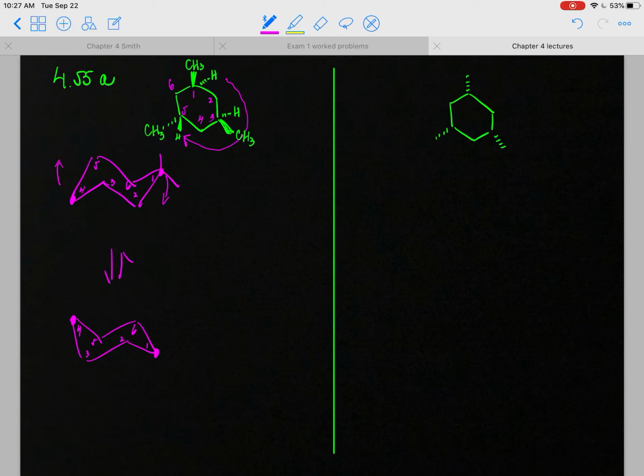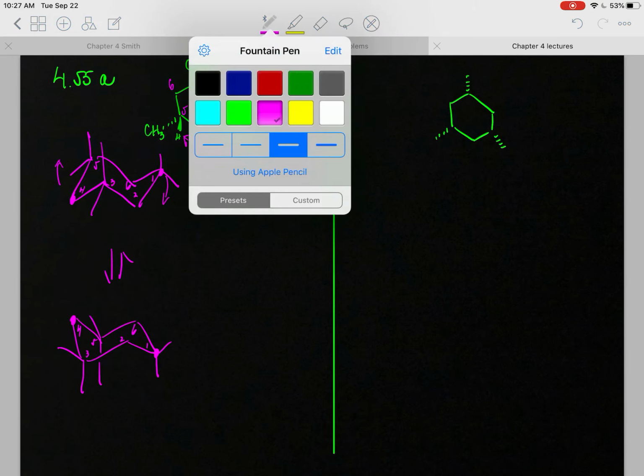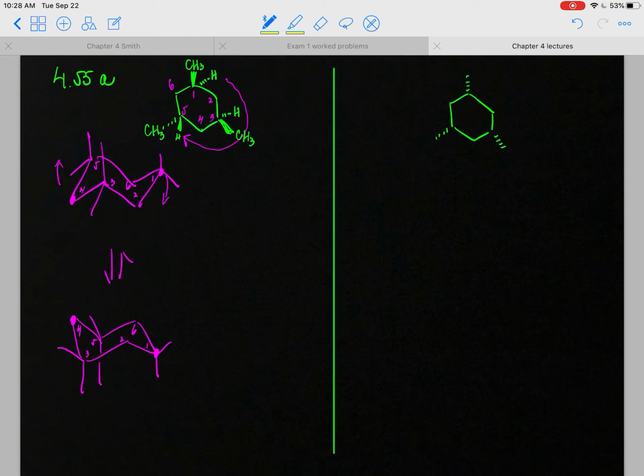Now to fill in a template, what I would recommend doing is, for carbon 1, just draw lines that go in the correct directions. Carbon 3, just draw lines that go in the correct directions. And carbon 5, draw your lines that go in the correct directions. So all those series of parallel lines. Now you can begin placing your groups. At carbon 1, we have a methyl group pointing up and a hydrogen pointing down.